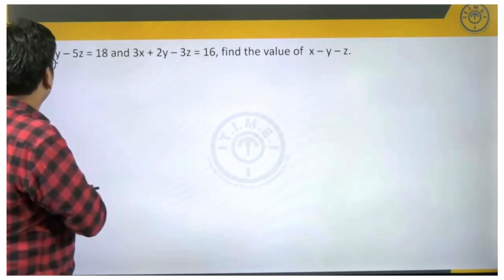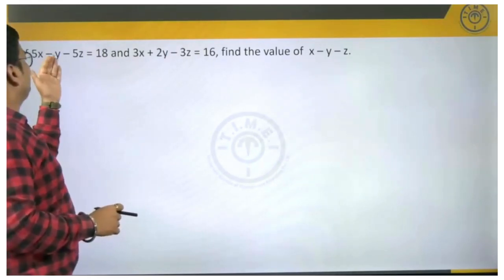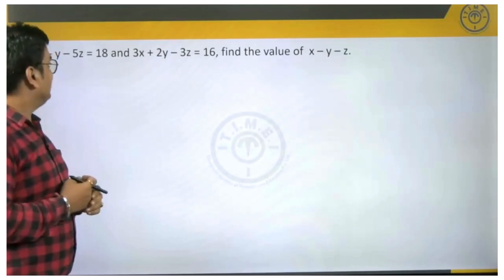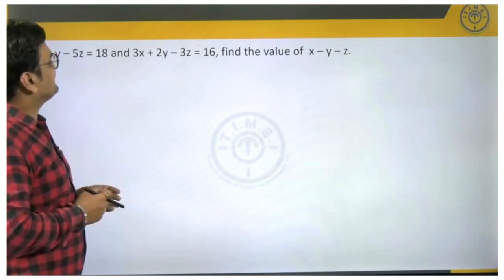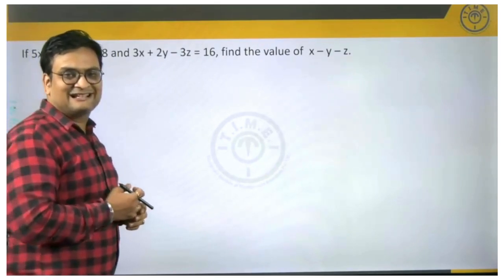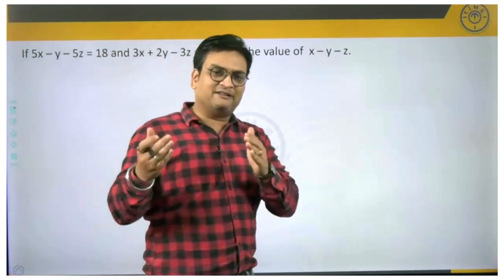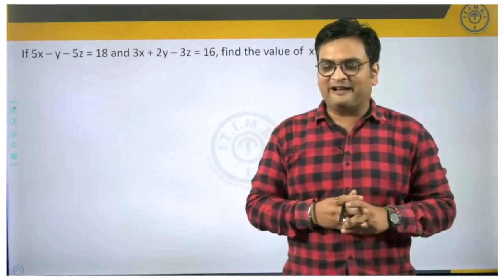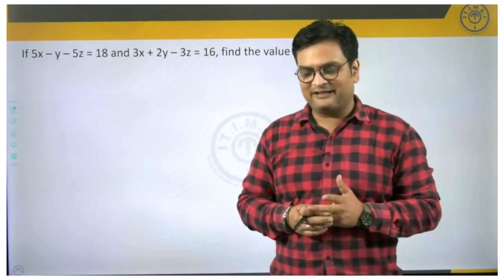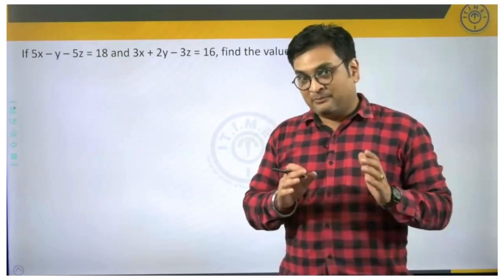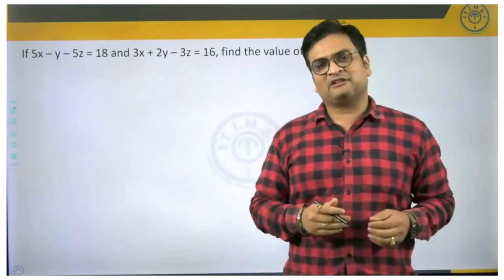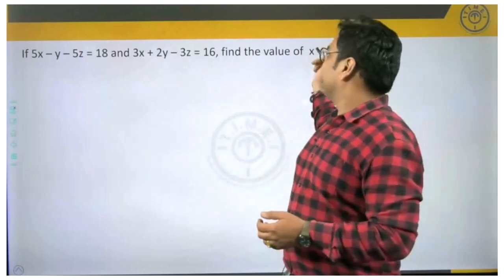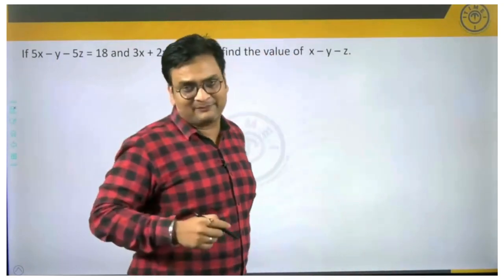So the question is, if 5x minus y minus 5z, so this is an equation involving 3 variables, is equal to 18 and 3x plus 2y minus 3z equal to 16, again another equation involving 3 variables, then find the value of x minus y minus z. Please understand, he is not asking you to find the value of x or y or z. He is asking you to find a combination of the variables x minus y minus z, he says.